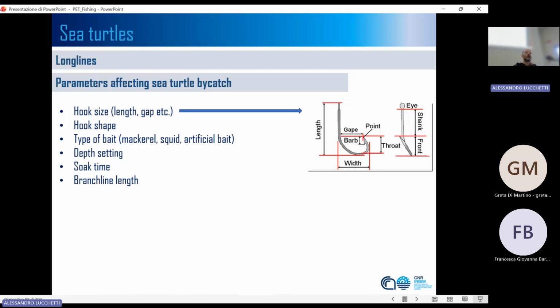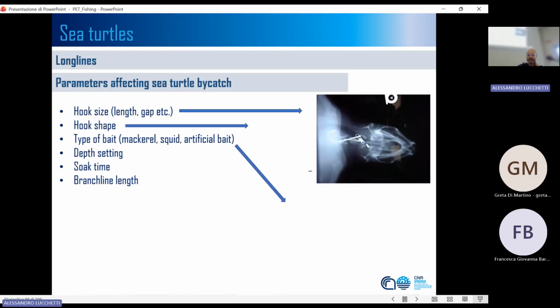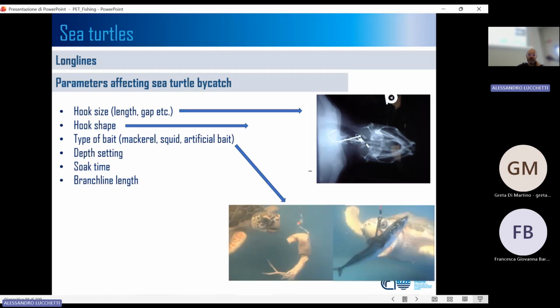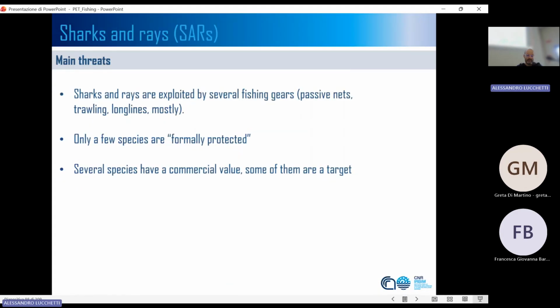Consider that each hook has the barb. This point can be extremely dangerous for the turtle. And also the type of bait is really important, because turtles are mostly attracted by squid and not by fish like mackerel. Not so bad.